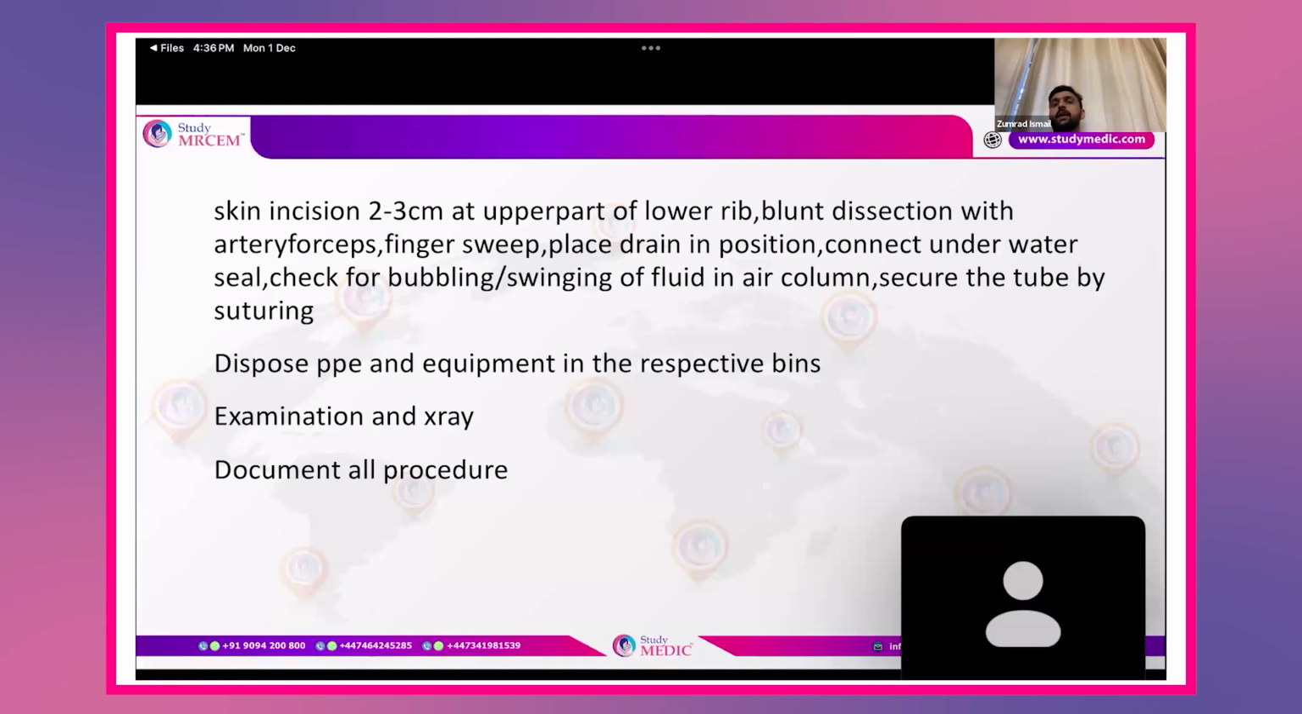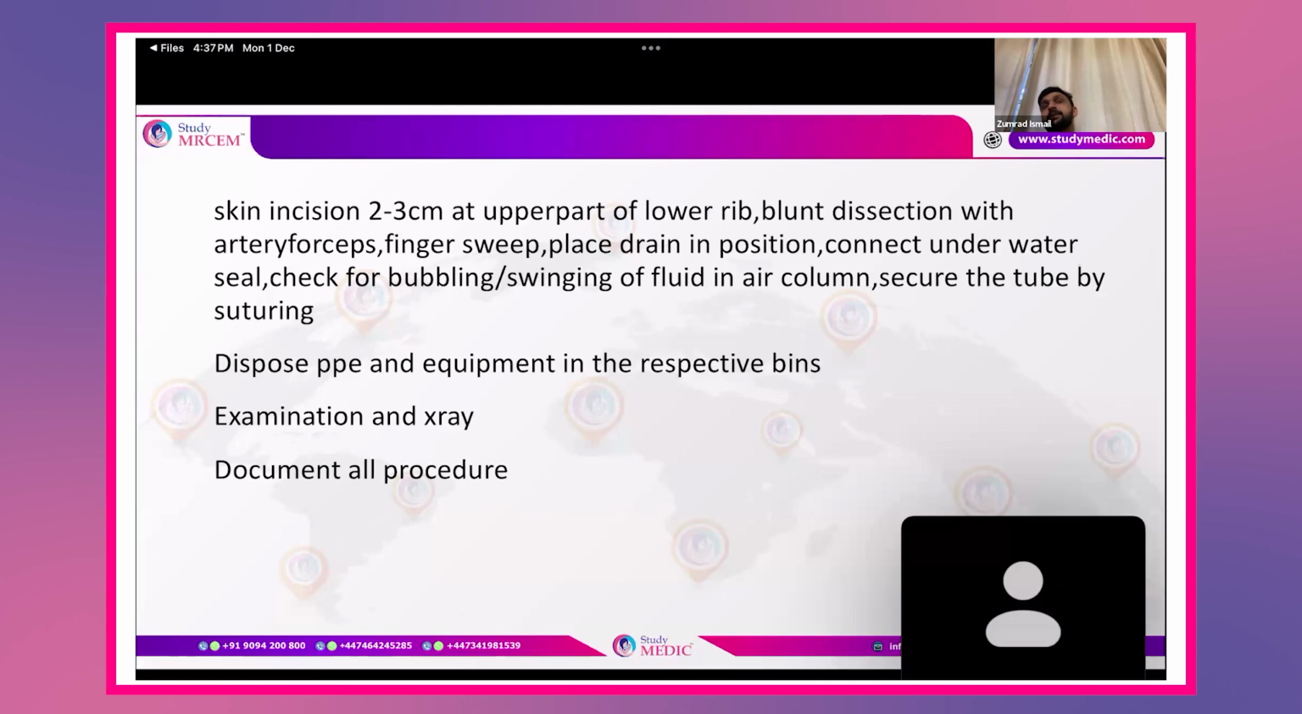For chest drain open technique, we'll do a skin incision which is 2 to 3 centimeters at the upper part of the lower rib, usually in the fifth intercostal space. And we'll do a blunt dissection with artery forceps. We'll do a finger sweep. And once we pierce the parietal pleura, we'll place the drain in position. Once we place the drain in position, we'll connect it to the underwater seal, check for bubbling or swinging of the air-fluid column, and secure the tube by suturing.